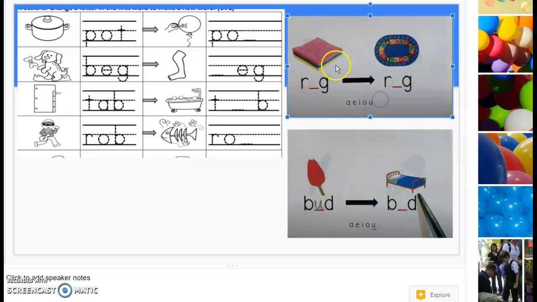So this one, we see a picture of a rag and a rug. So we're going to write the word rag and find out the missing letter, and then we're going to change it to the word rug. And you're going to write these on your paper, and then you're going to upload a picture of your work.